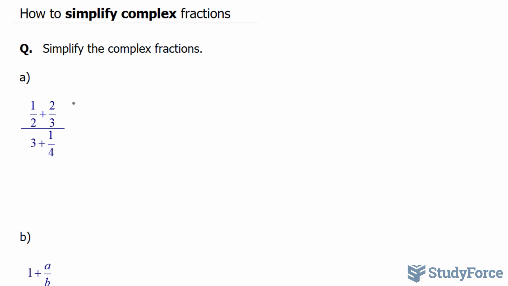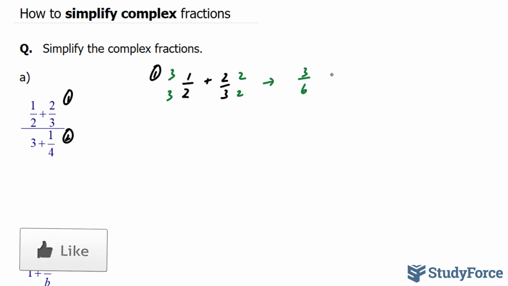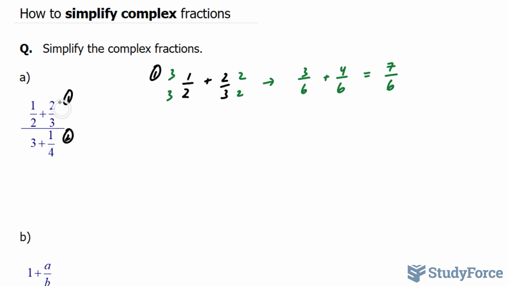To do this, I'll label this part 1 and this part 2. And to simplify the top, that's not hard to do. You need to find a common denominator between the two fractions. And the common denominator is 6, so I have to multiply this by 3 and this by 2. And this gives me 3 over 6 plus 4 over 6. Now that the denominators are the same, I can combine 3 and 4 together. We end up with 7 over 6. So the numerator of this expression is 7 over 6.